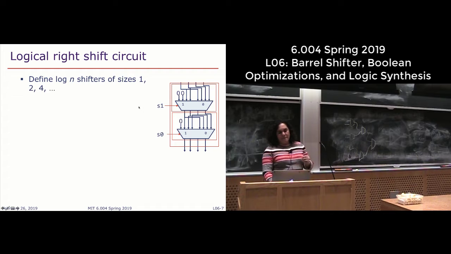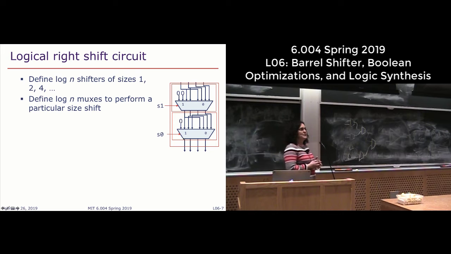So, for example, here I'm just showing a picture of being able to shift by 1, followed by a shifter of being able to shift by 2. So this is allowing me to do a shift of 0, 1, 2, or 3, the circuit as I've shown it right here. Now, in addition to having the shifters of powers of 2, I also need to have a multiplexer for each of my shift conditionals. And that's going to specify, am I taking that shift or not?